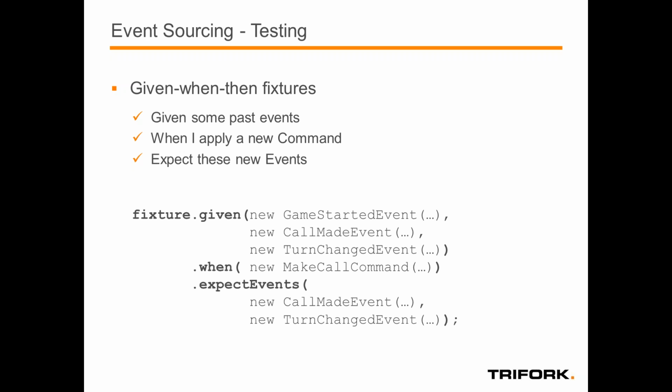Now these commands and events are very typically functional. They have a functional meaning. They use normal business terms. So that means that your test is described in functional terms as well. It's completely implementation independent. So in this example, given a number of events from the past, when I do a make call command, I expect the call to have been made and the turn to have been changed.